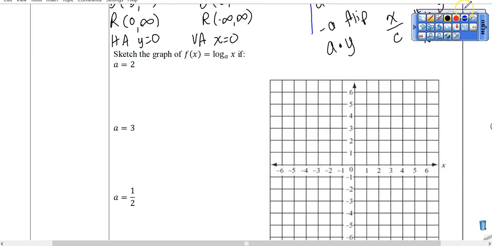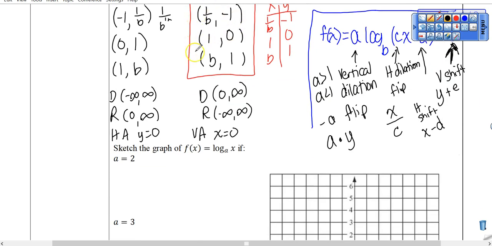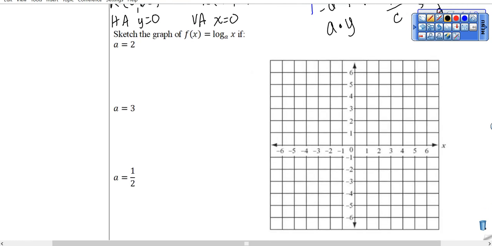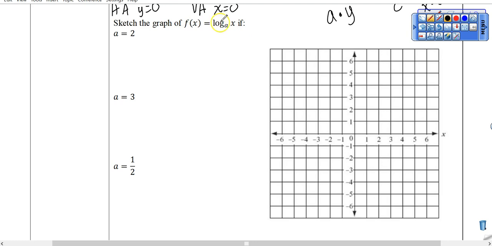So let's do a couple of basic things. And let's try to remember to use our 3 sets of points. 1 over the base, -1, 1, 0, base 1. Those 3 points. So it says, sketch the graph of f of x equals log base a of x if a equals 2. So we will be graphing f of x equals log base 2 of x.